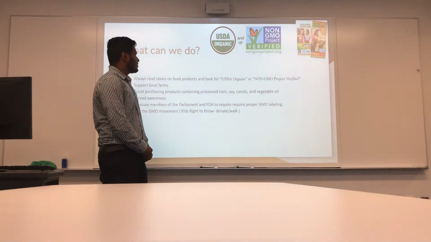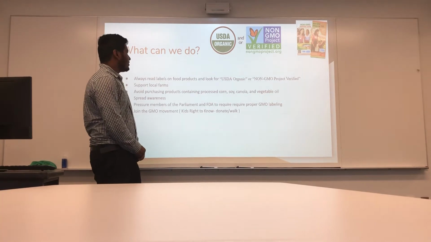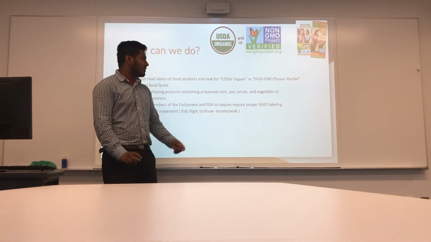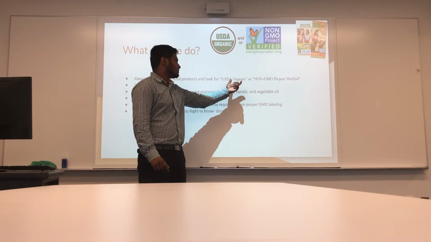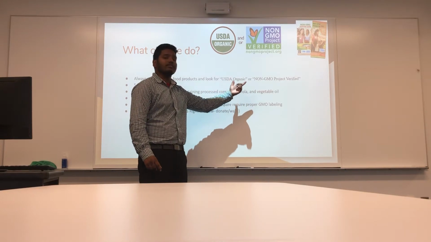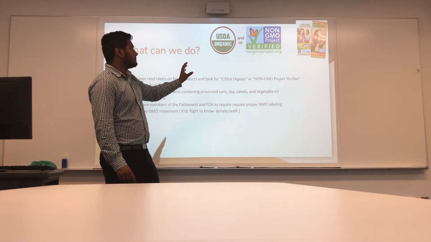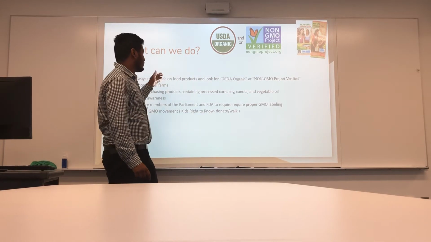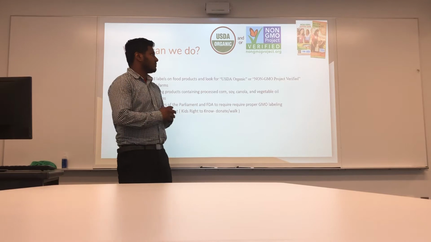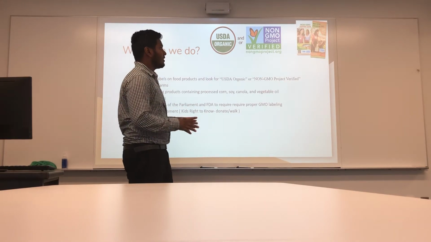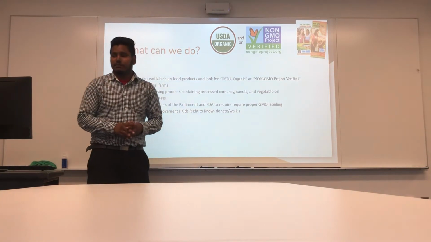So what can we do in order to combat this? We can always read the labels, and what you have to watch out for is these two labels, which are USDA organic and non-GMO product verified. These are verified by the government, which is very useful because if we look for these products, we're pretty much confirmed that they don't have any kind of GMOs in them.